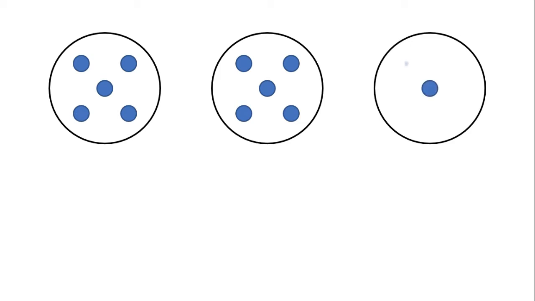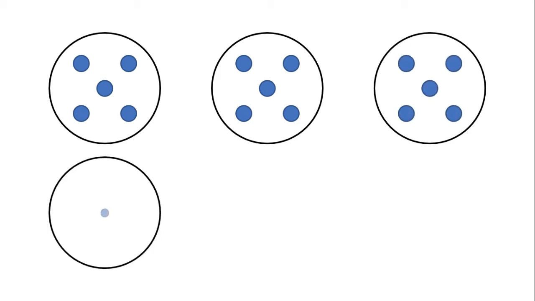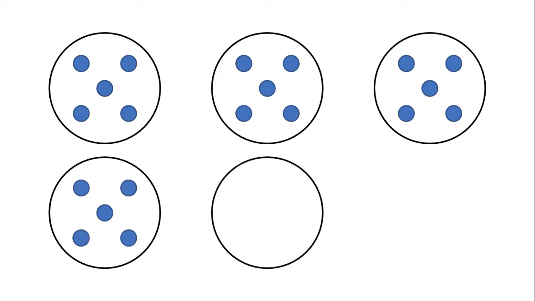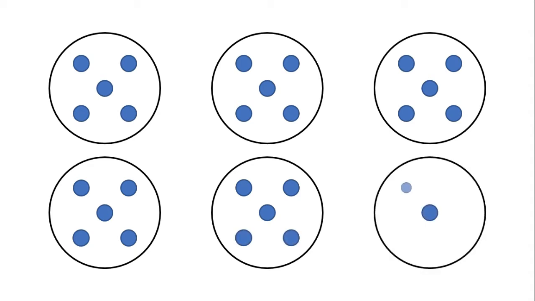6, 7, 8, 9, 10. 11, 12, 13, 14, 15. 16, 17, 18, 19, 20. 21, 22, 23, 24, 25. 26, 27, 28, 29, 30. So if you have 30 apples and you give 5 apples to each person, you can give apples to 6 people, because that's how many groups there are.